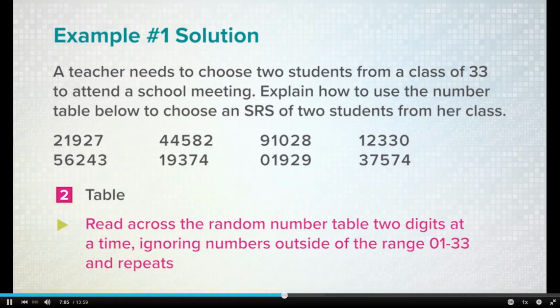Here's what you should have on your paper for the table. The first number is 21. That's in my range, so I'm going to circle that. That's the person I'm choosing for my sample.